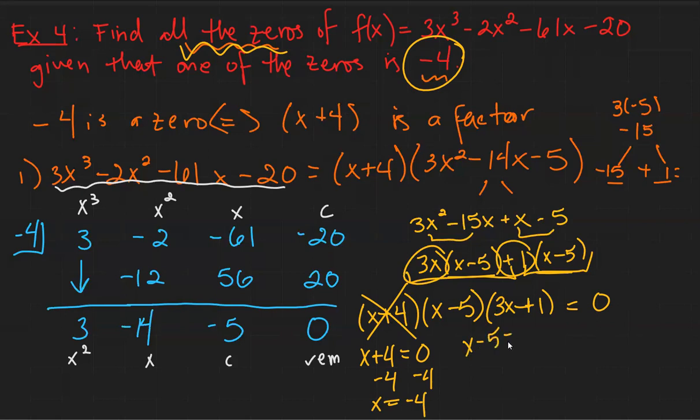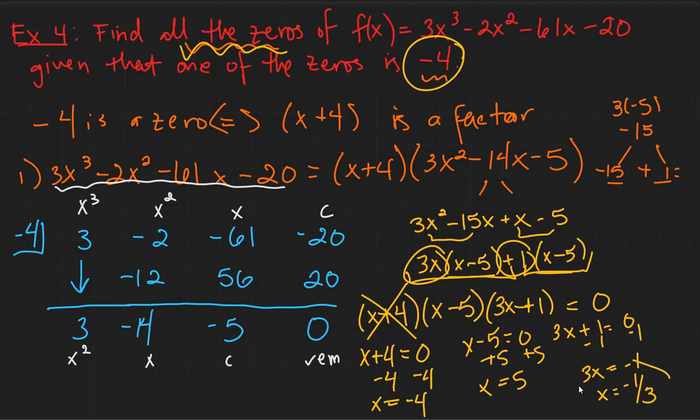x minus 5 equals 0, and 3x plus 1 equals 0. Add the 5 over. We get x equals 5. And then subtract 1. 3x equals negative 1. x is equal to negative 1 over 3. So those are our zeros. Very awesome. Okay, synthetic division.